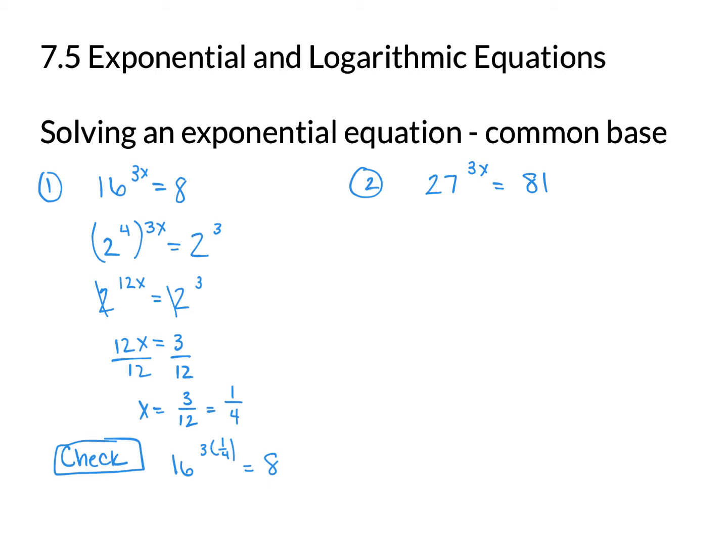Okay, so if you tried to solve number 2, you would find that the common base here was 3. And so we can actually say 3 to the power of what is 27? 3, right? So it's 3 to the power of 3, 3x. And then 3 to the power of what is 81? That should be 4, right? Okay? So then we want to simplify that exponent. 3 to the power of 9x equals 3 to the power of 4, which means 9x is equal to 4. X should be 4 over 9.